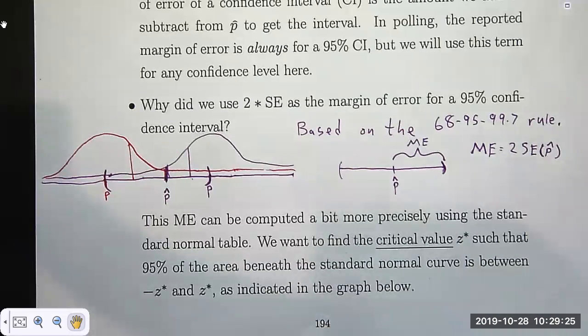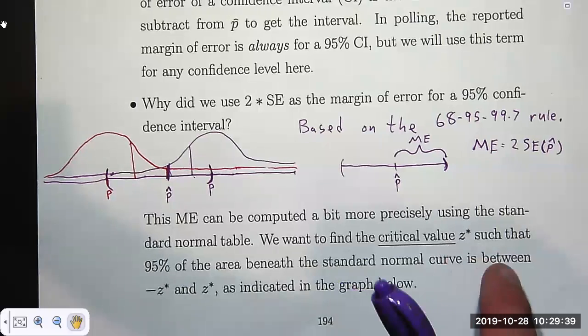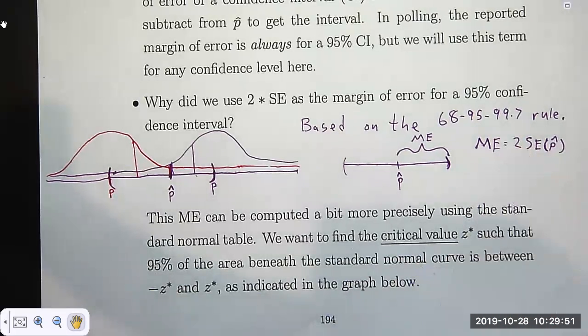Yeah, and that's the margin of error for a 95% confidence interval. All right, so we need to find a critical value, Z star, such that 95% of the area beneath the standard normal curve is between minus Z star and Z star. So what this is saying is that instead of 2, we may be able to find a number that's a little more precise than using the 68, 95, 99.7 rule.